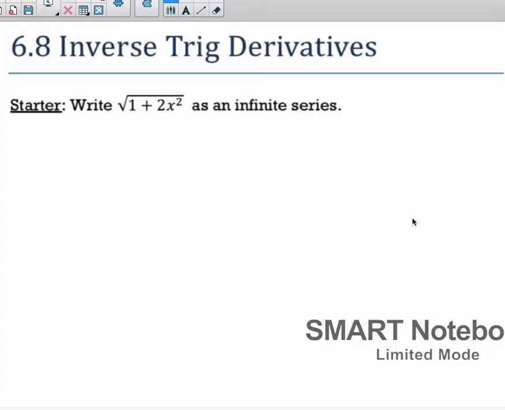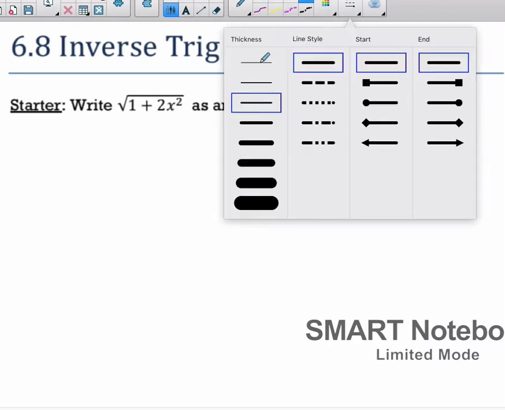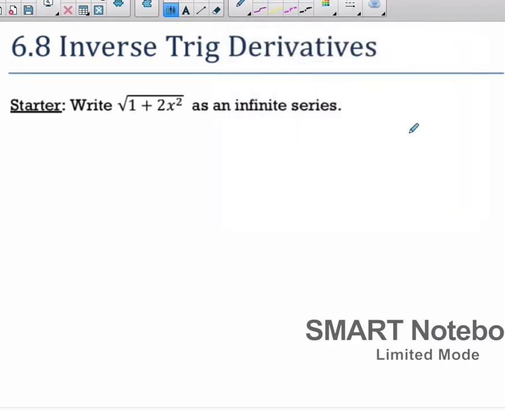And today we're doing inverse trig derivatives, okay? First, we have an unrelated starter. This is a review of something we did earlier in the year.